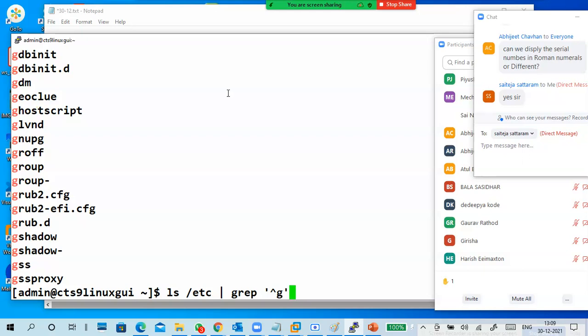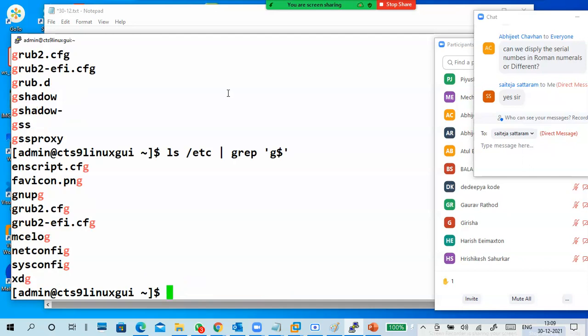Sir, once show ending with z. Oh, okay, ending with z. z dollar, right? Ending with z. Okay. These are some files, but I didn't search in the files. I'm searching in the output of ls /etc.